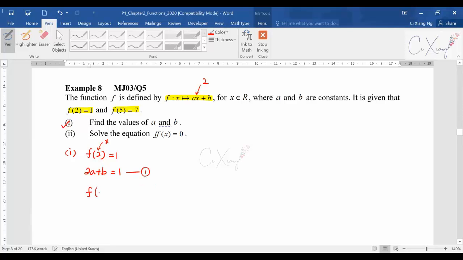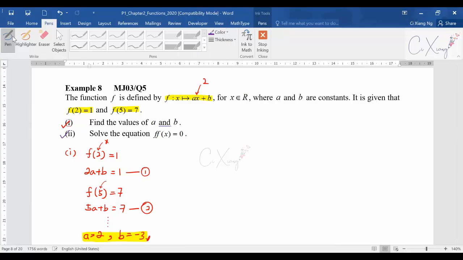Then the information given here is f(5) equals 7, so you substitute x by 5, and therefore you have 5a plus b equals 7. This is the second equation. Very easily you should know how to get the values of a and b: you have to solve the simultaneous equations. I won't solve it for you, please try it on your own. a should be 2, b should be negative 3. Make sure you solve it yourself and get this answer. So this is what we have for part 1, very simple. Now let's continue to part 2.